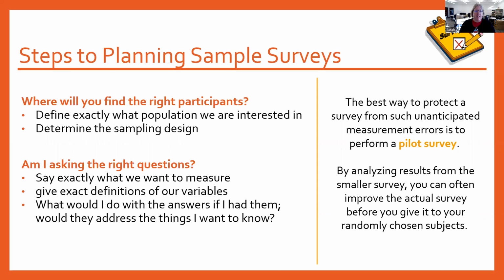So the first thing you want to do is talk about where you will find the right participants. You want to define exactly who the population is that you're interested in, and you want to figure out what sampling design is going to be best for the information you're trying to get.